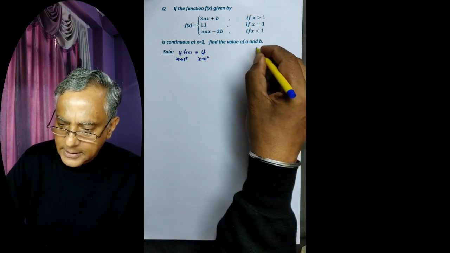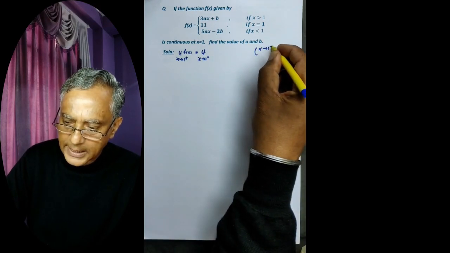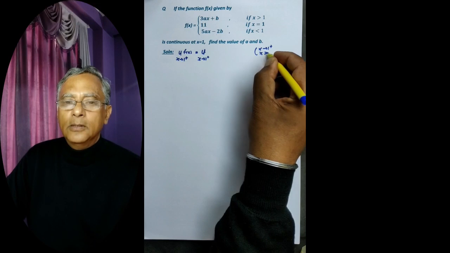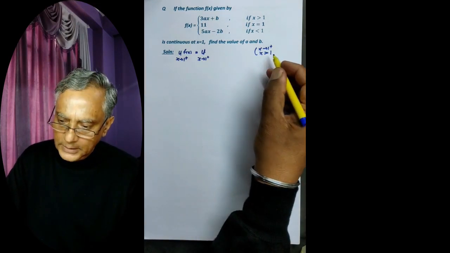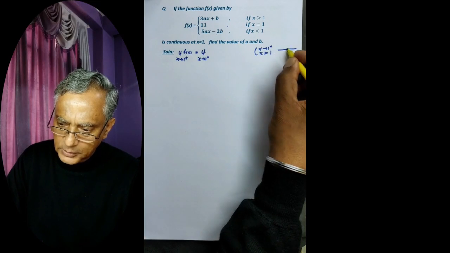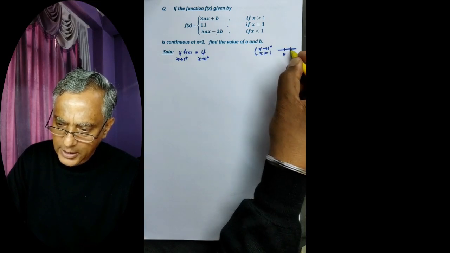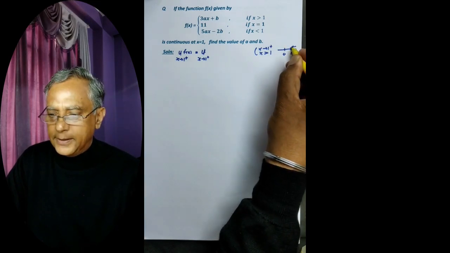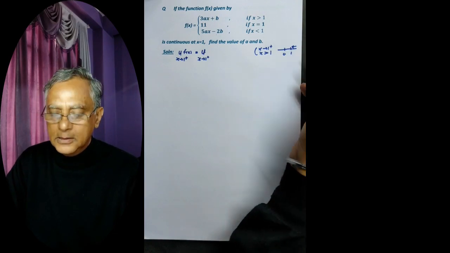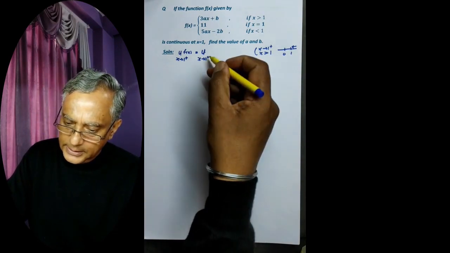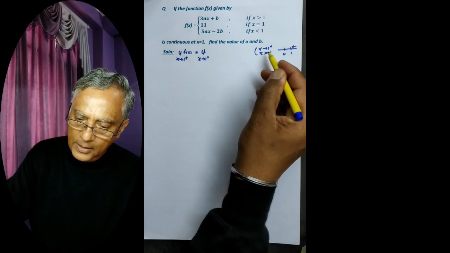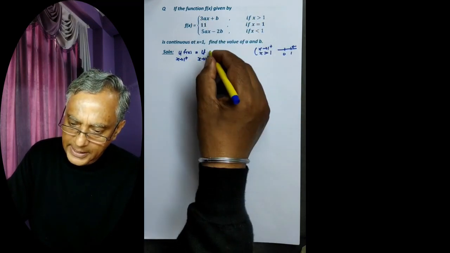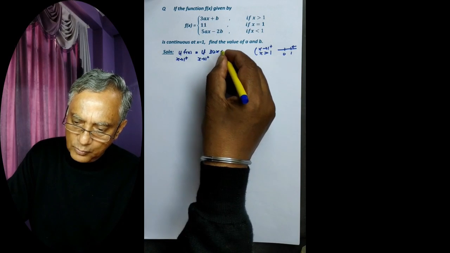Now as x approaches 1 from the positive side, x is greater than 1. This is the number line. This is 0. This is 1. We are approaching 1 from this side, that is from points greater than 1. So this is x greater than 1. So for x greater than 1, the definition of the function is 3ax plus b.